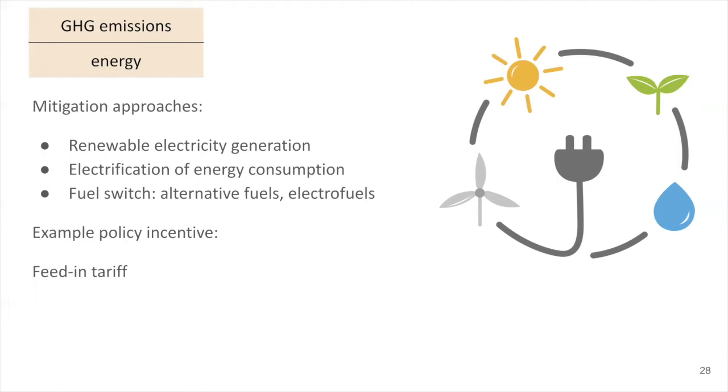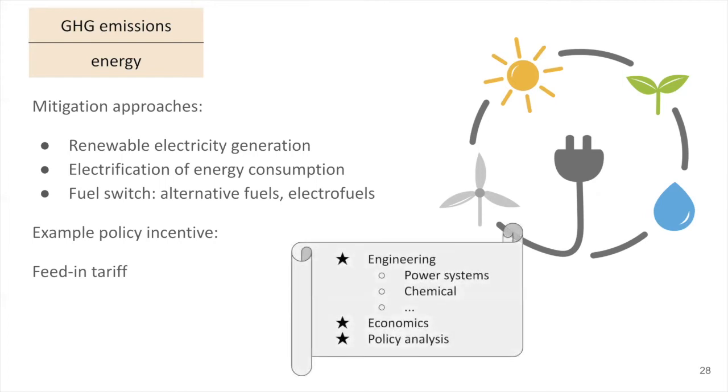And an example here of how incentives can drive renewable energy in the electricity grid is the feed-in tariff, where renewable energy producers, for example, solar PV owners, can get compensated better for the costs that they're incurring. So these are special policies that are designed to exactly promote this adoption of renewable energies. And fields that are concerned with this, so again, engineering disciplines such as power systems engineering or chemical engineering, but again, also economics and policy analysis.